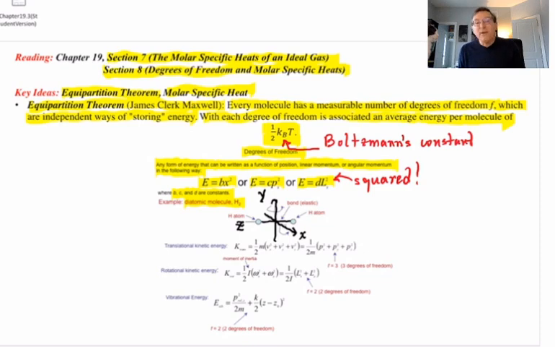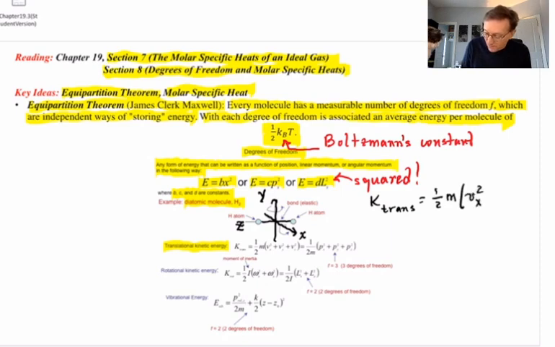Now, let's keep track of the energy of this molecule. First, it can have what's called translational kinetic energy. Remember kinetic energy? 1/2 mv squared? Well, really, it's 1/2 m times the magnitude of velocity squared. So the translational kinetic energy, I'll write it over here to the side, is 1/2 m times Vx squared plus Vy squared plus Vz squared.